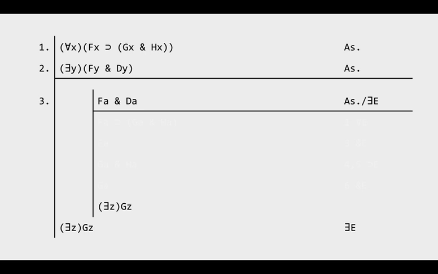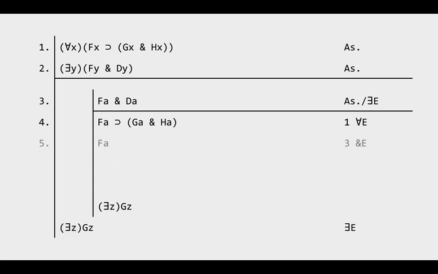Okay, now that we have this FA and DA to work with, well, I did select A as an individual constant. So on the next move, I'm going to go ahead and do universal elimination from premise 1. And I'm going to select the individual constant A to be the replacement of those X's from premise 1. Of course, I hope you can see that that is immensely useful at this point.